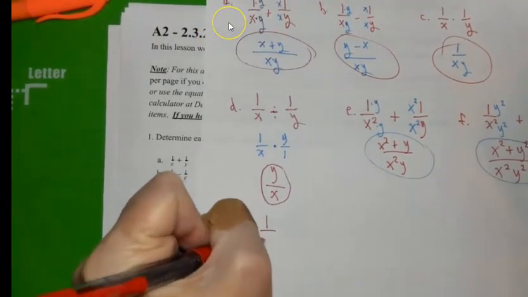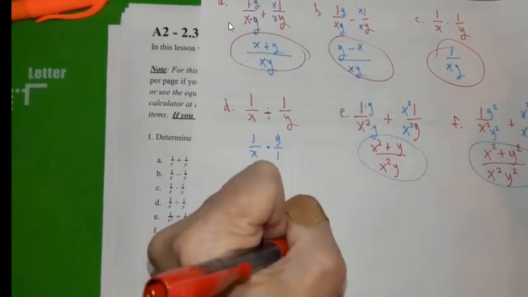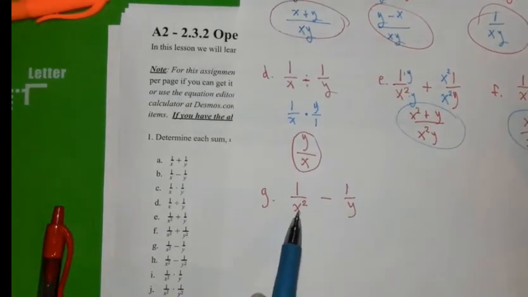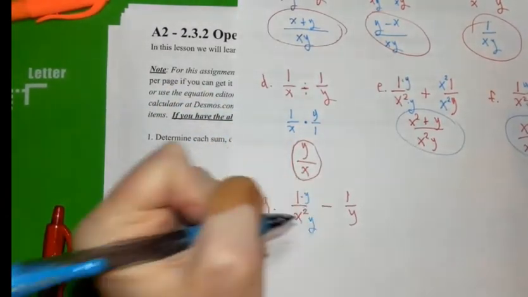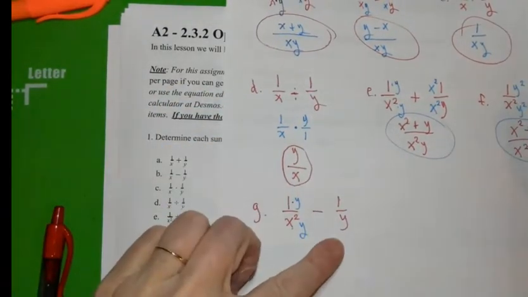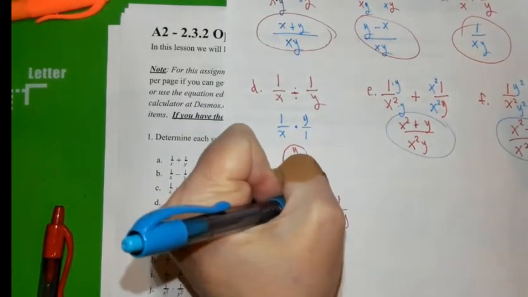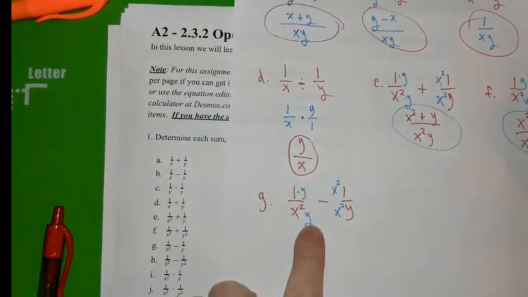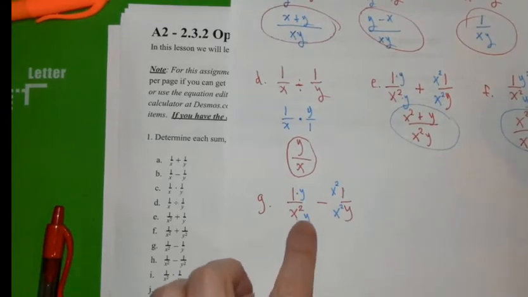The only difference is the minus sign. So 1 over x squared minus 1 over y. The denominators need to be the same. So the one on the left side is missing the y, so we'll multiply this one by y over y, just like we did in E. And the y is missing the x squared. You may notice I'm putting it on the left side. You can really put it on either side, but I try to make them look the same when I write it. It makes it easier to see what I'm doing. So just a little pointer there.